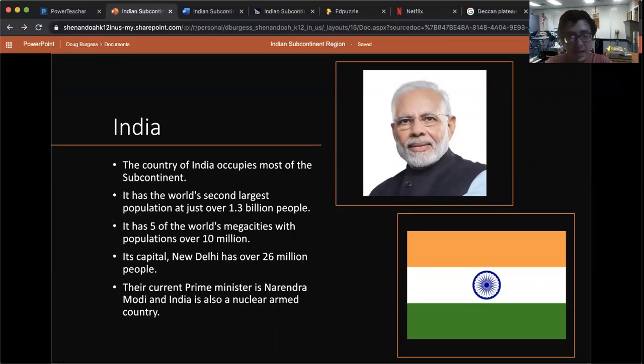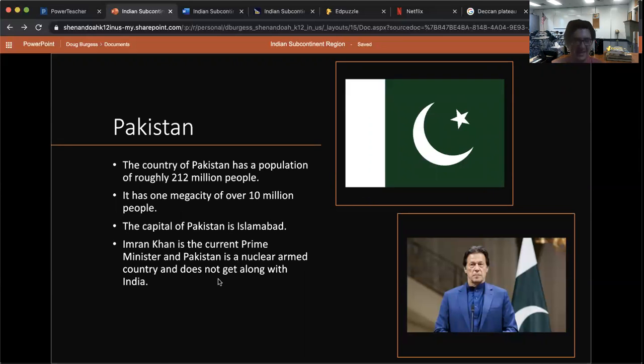The capital, New Delhi, has over 26 million people in it. Actually, I think it's closer to 27 million now. So their one city, the capital, has over 27 million people in it. To give you an idea, New York City has anywhere between 8 and 9 million people in it, and New Delhi has almost 3 times as many people as New York City. And then their current prime minister is Narendra Modi. India is also a nuclear-armed country. Fun fact.